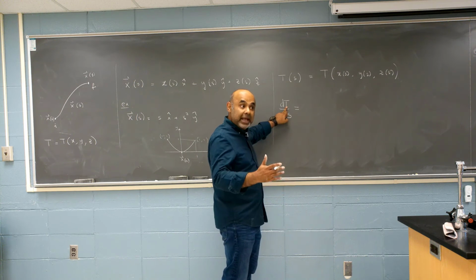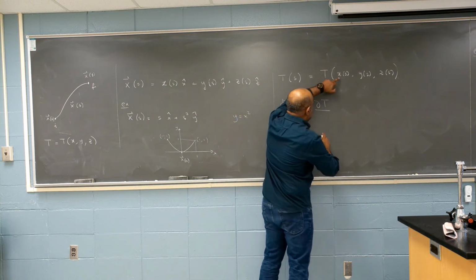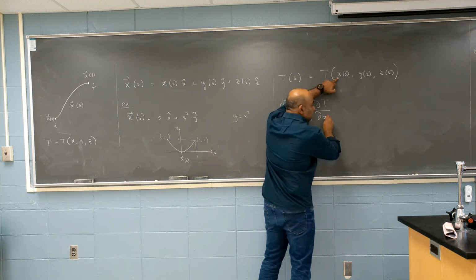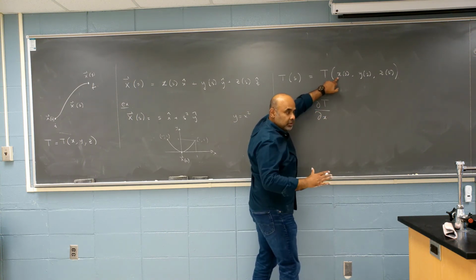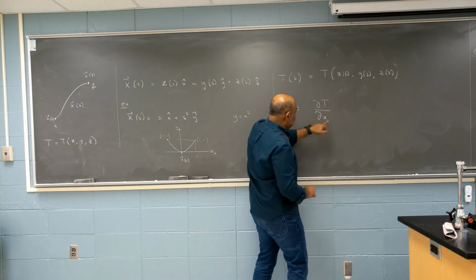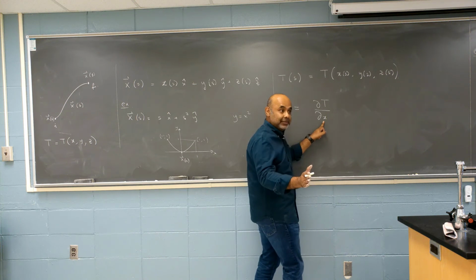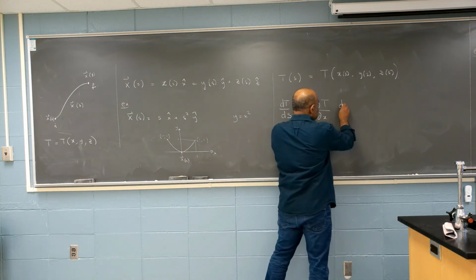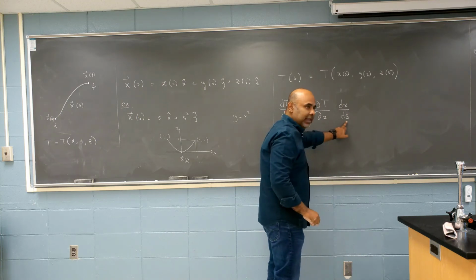T varies as x varies. So I take the derivative with respect to x first. I can forget the other ones. Hold on one second. But then x also varies along s. So now, what's the difference between this derivative and that derivative?